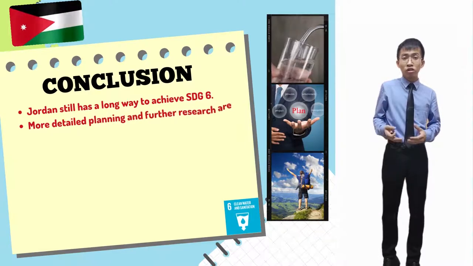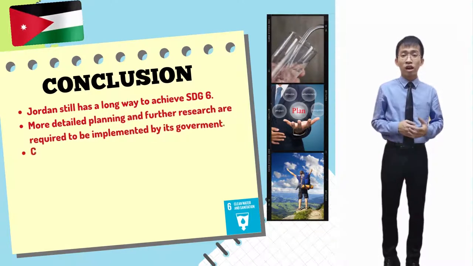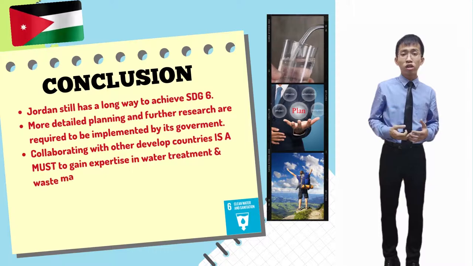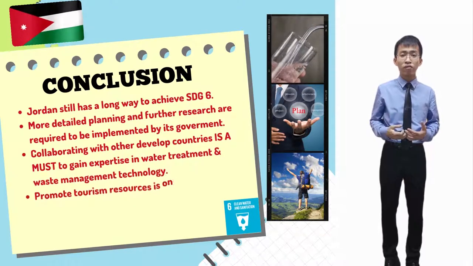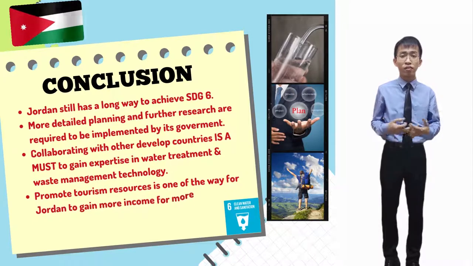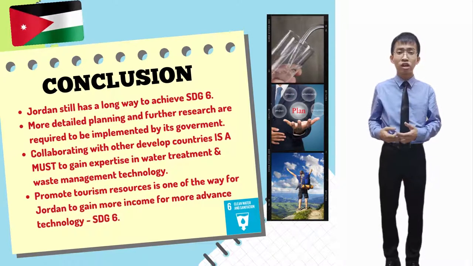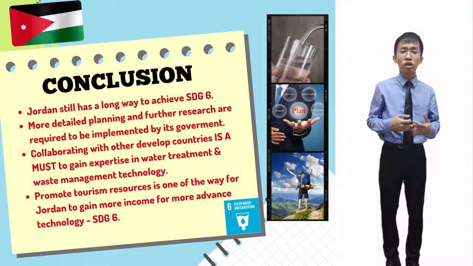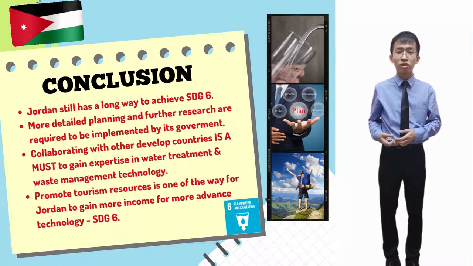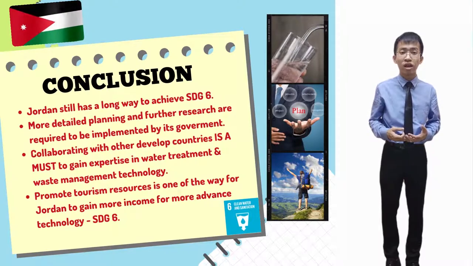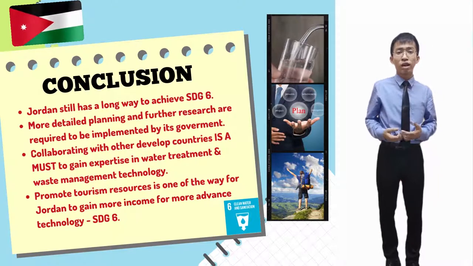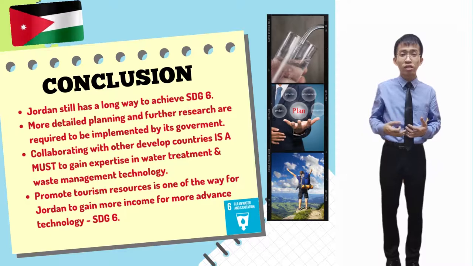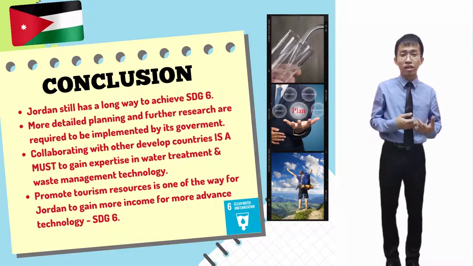To summarize, Jordan still has a long way to go to achieve SDG 6, which is clean water and sanitation. In order to achieve SDG 6, more detailed planning and further research are required to be implemented by the government of Jordan to improve its country's clean water supply. Collaborating with other developed countries such as Finland, who are experts in producing clean water supply through its water treatment plants and excellent in waste management within its country, would help Jordan gain expertise in those technologies and methods.